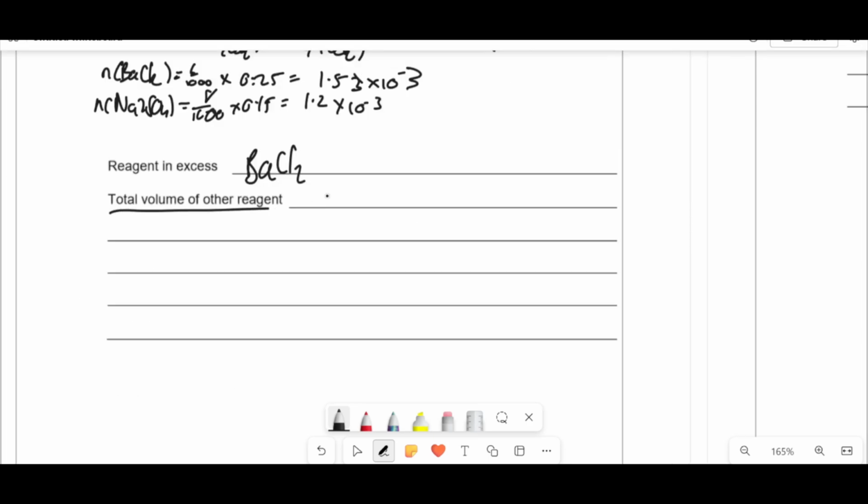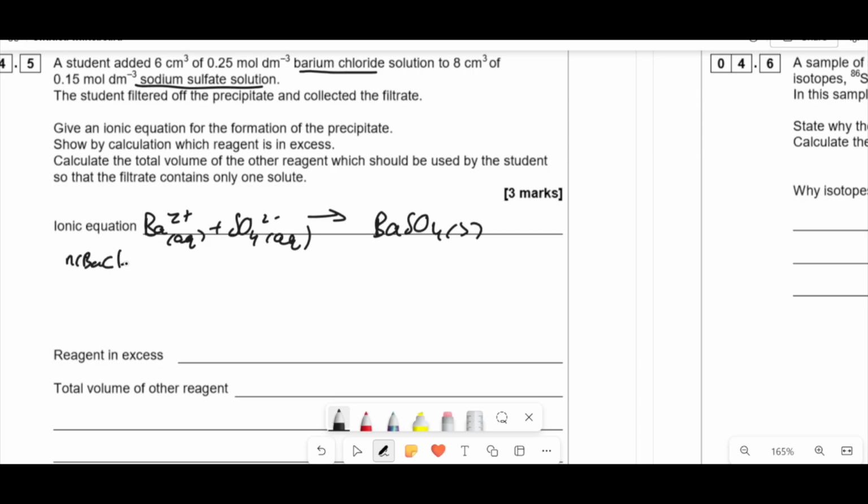So then it says now the total volume of the other reagent. So moles of BaCl2 are going to equal its concentration times the volume, 6 over 1,000 times 0.25, which is going to be 1.5 times 10 to the minus 3.